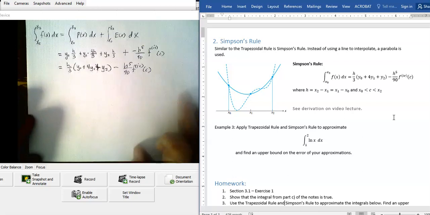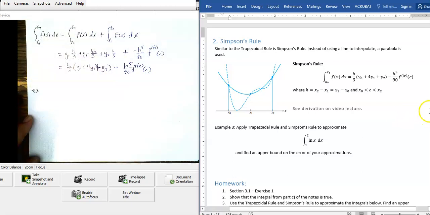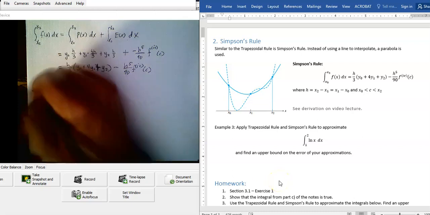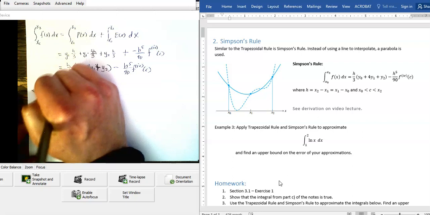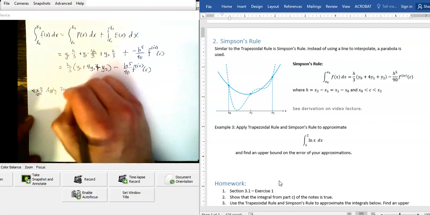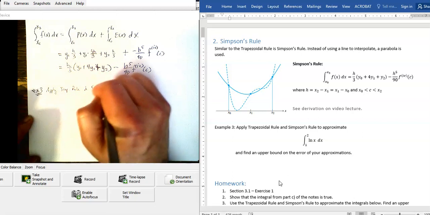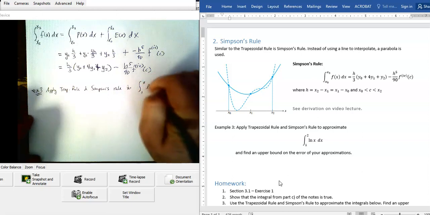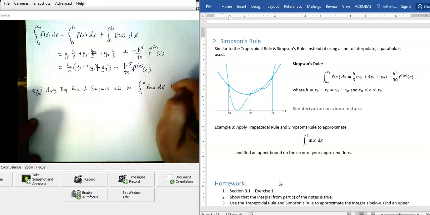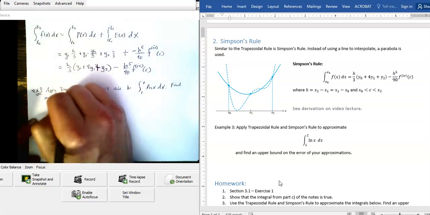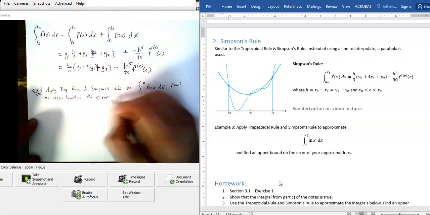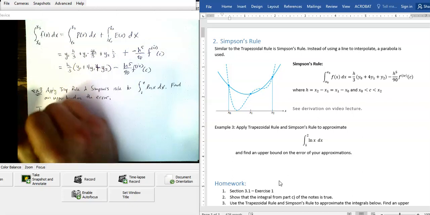So let's look at our last example. We want to apply trapezoidal rule and Simpson's rule to the integral from 1 to 2 of the natural log of x dx, and find an upper bound on the error. So let's first do our trapezoidal rule.